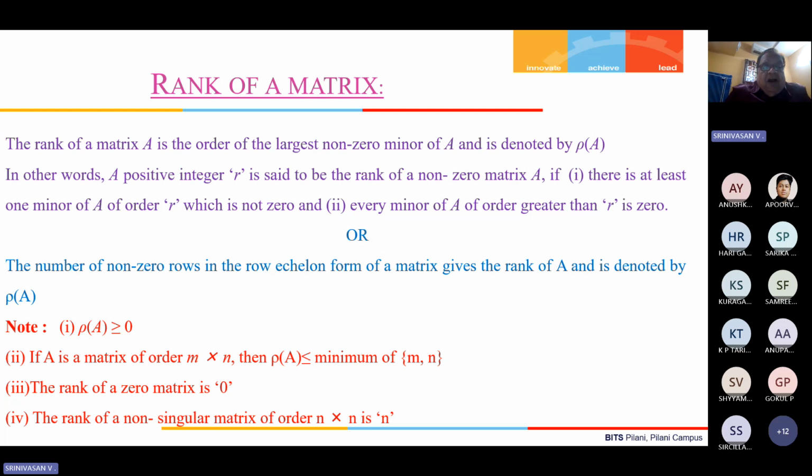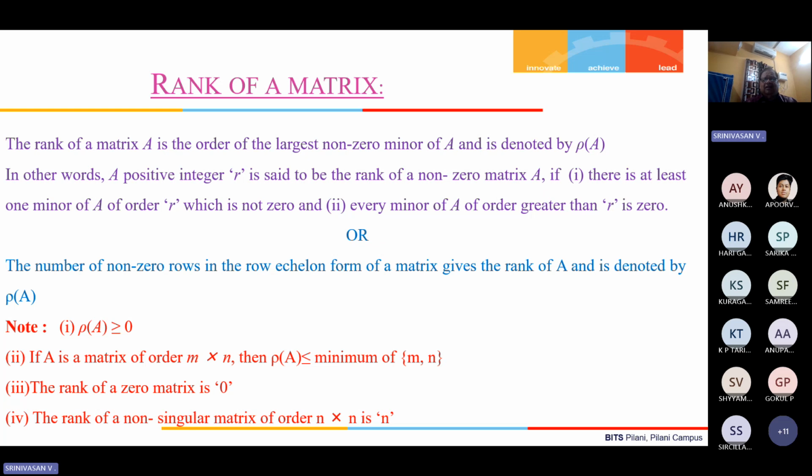So rank of a matrix is the order of the largest non-zero minor of A and is denoted by, look at the symbol, this is a Greek alphabet, pronounced as rho of A. Some authors use a small r for rank also. According to this author, we will use the symbol rho. In other words, a positive integer r is said to be the rank of non-zero matrix A if there is at least one minor of A of order r which is not zero, and every minor of A of order greater than r becomes zero.